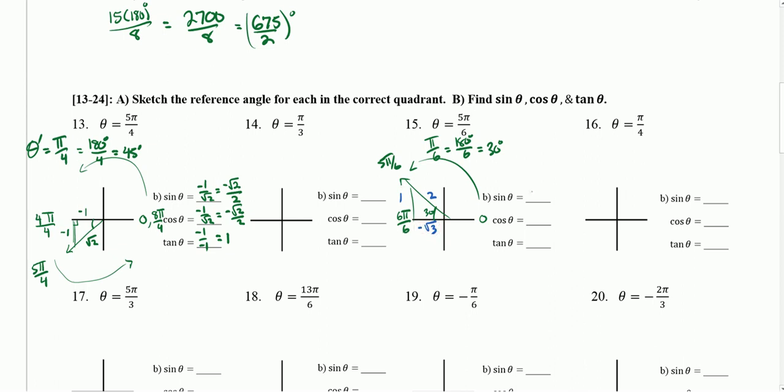So the sine of this angle, theta, 5 pi over 6, is going to be opposite over hypotenuse. Cosine is the adjacent over the hypotenuse. And tangent is the opposite over the adjacent. Again, we got to rationalize our denominator for the tangent, so we multiply top and bottom by root 3 and get negative root 3 over 3.